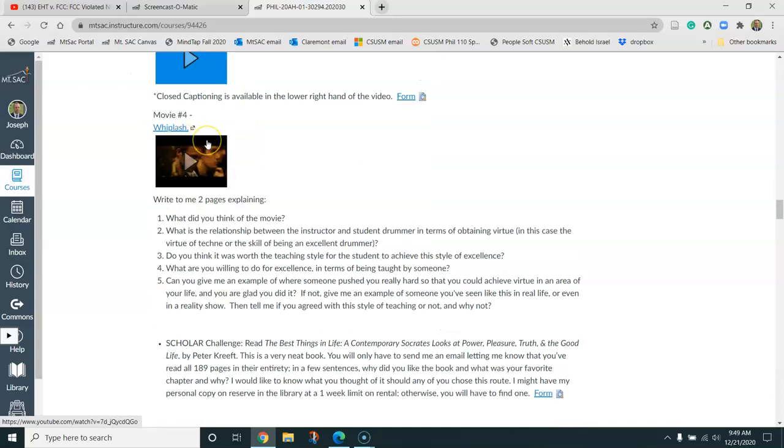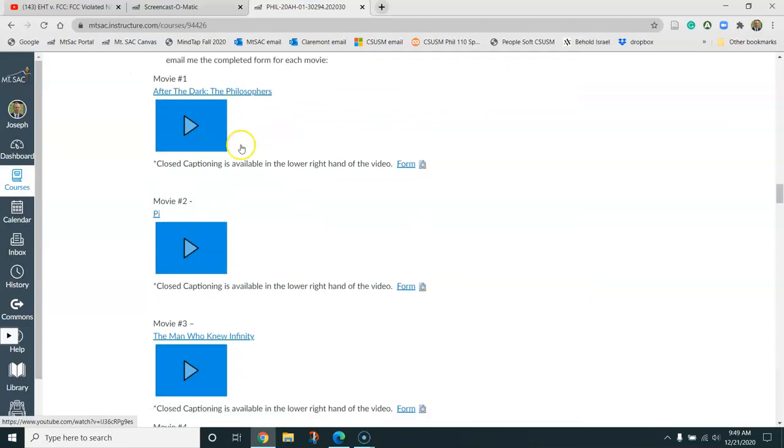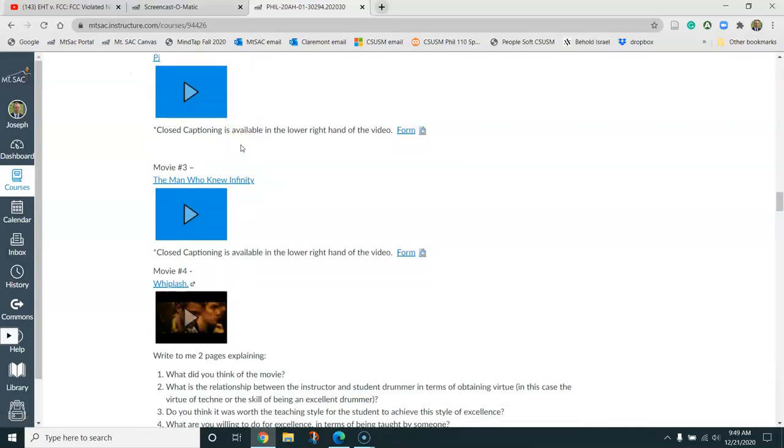Whiplash. Whew, that's a wow. So anyways, you got 4 movie options. If you can think of another movie, let me know. But otherwise, these are the 4 movies.